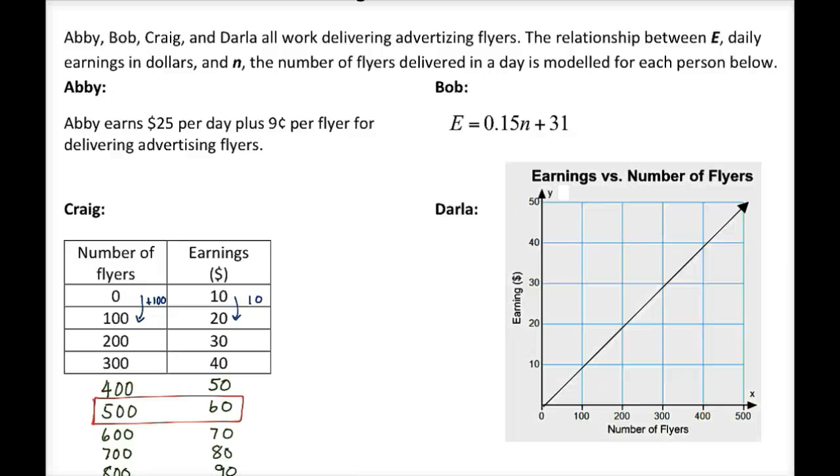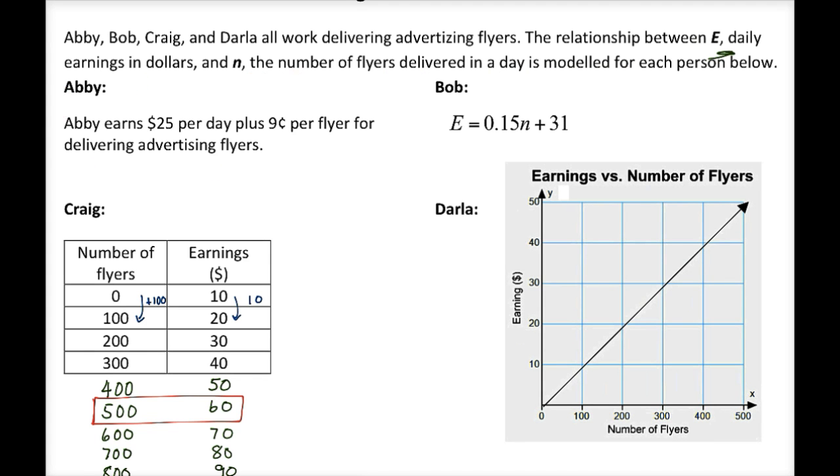So here is that activity. We are given a problem where we have 4 different people and they work delivering advertising flyers, and there's a relationship between how much money they earn, their earnings in dollars, that's our dependent variable there, E, and the number of flyers delivered in a day, which is the independent variable. But they're given in different forms.